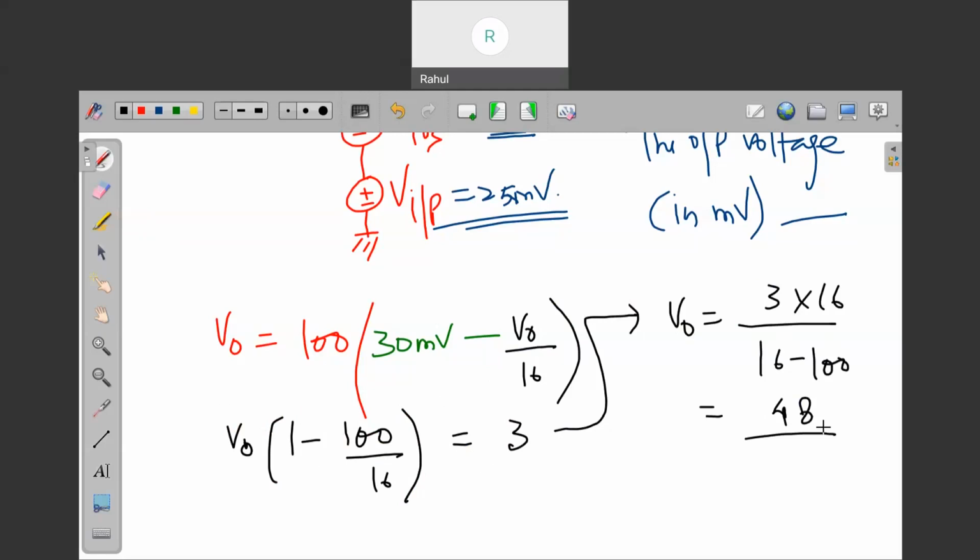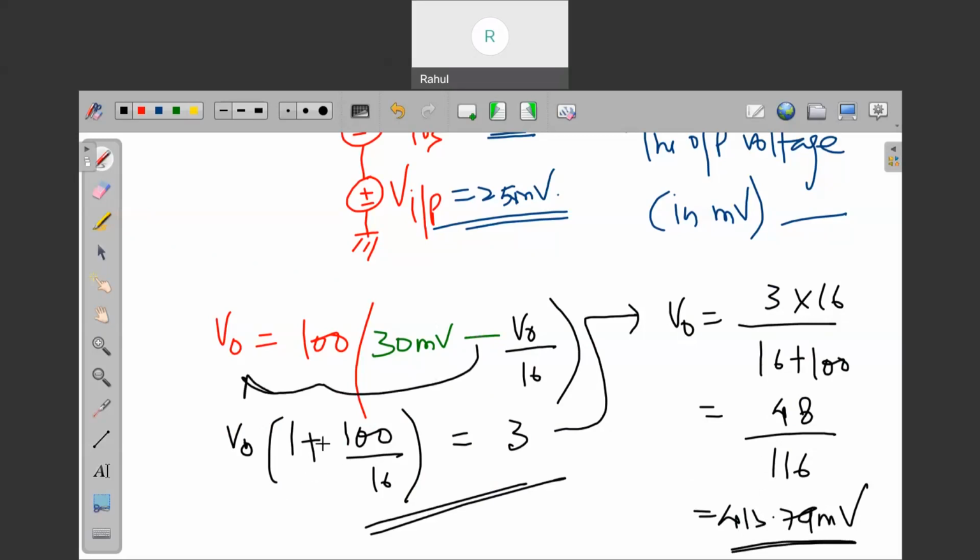What answer you're getting here? This side will come plus, so please take care of this. So here it will be 116, so 48 by 116. You will get 48 by 116, so your answer will be approximately 413.79 millivolt once you compute this. So please keep this in mind: when you are taking this side, it will be positive, right?